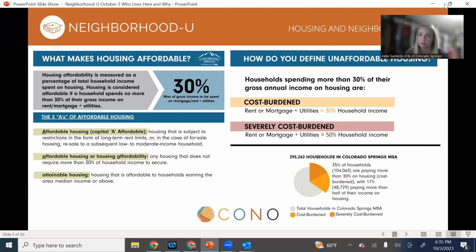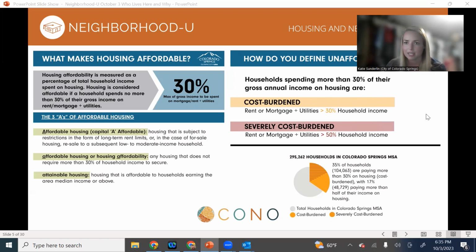What makes housing affordable is if a household is not spending more than 30% of their gross income on their mortgage plus their taxes, or their rent plus their utilities. Currently in Colorado Springs, as you can see in the bottom right-hand of this slide, 1/3 of our population is spending more than 30% of their gross household income on housing expenses, with 17% paying more than 50%. We consider people who are paying more than 30% cost burdened and more than 50% of their income severely cost burdened.